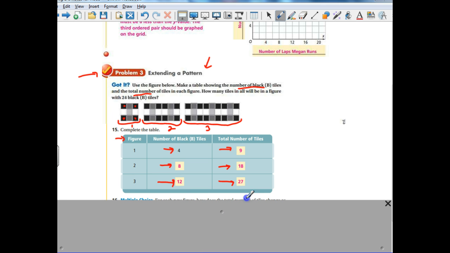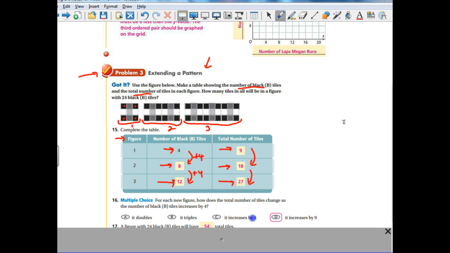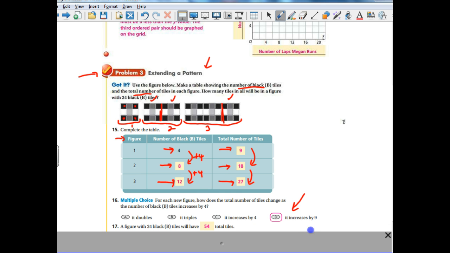So if you take a look right here, this next question 15 says, for each new figure, how does the total number of tiles change as the number of black tiles increases by 4? So this is increasing 4. They're asking, well, what's happening here? And it should be fairly obvious to you, and I actually let the cat out of the bag a moment ago. It's increasing 9 every time. And you can see right here, here's 9 tiles, and that was the original one, and then they added 9, and then that was figure 2 plus 9 more. So you can see the addition of 9 there as we go.